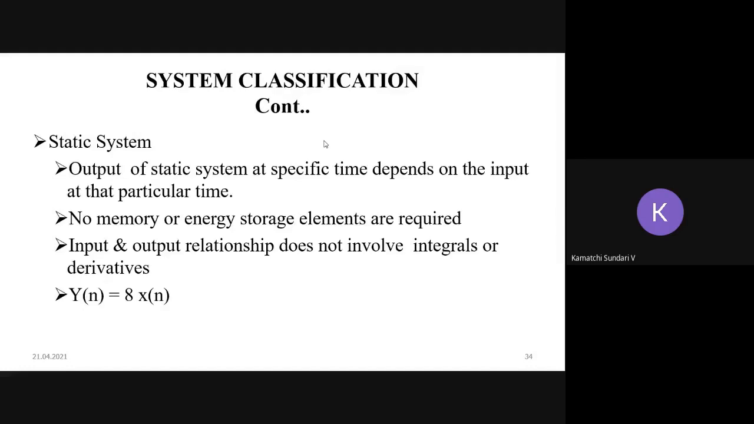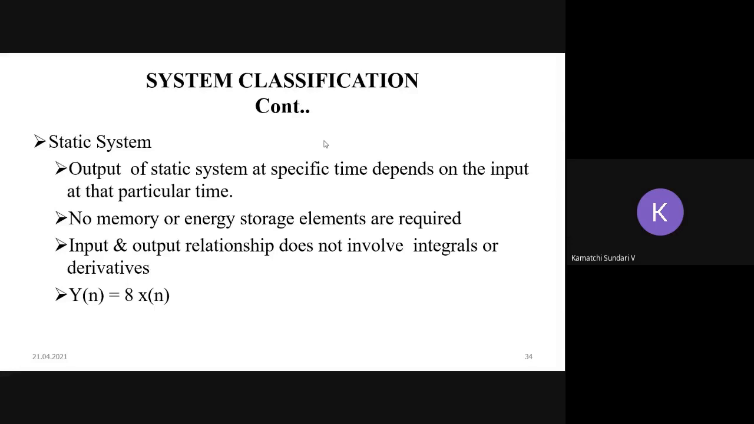And first, we'll move on to the static system. Here, the output of the static system at any specific point of time depends on the input at that particular point of time. So, the output of any static system at any specific point of time. For example, n is equal to 5, right?